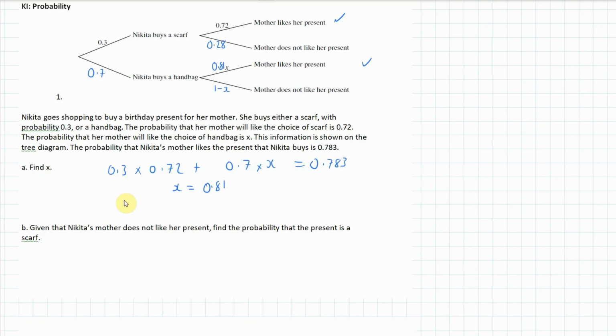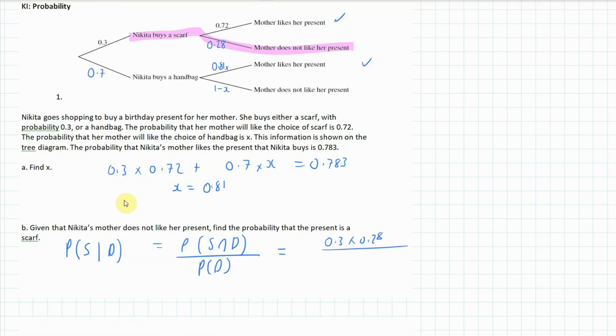Given that Nikita's mother does not like a present, find the probability that the present is a scarf. Okay, so probability that we have a scarf given dislike. So this is equal to the probability of the scarf being given and disliking the gift, all over the total probability of dislike. Now the probability of scarf and dislike is this branch here. So that's going to be 0.3 times 0.28.